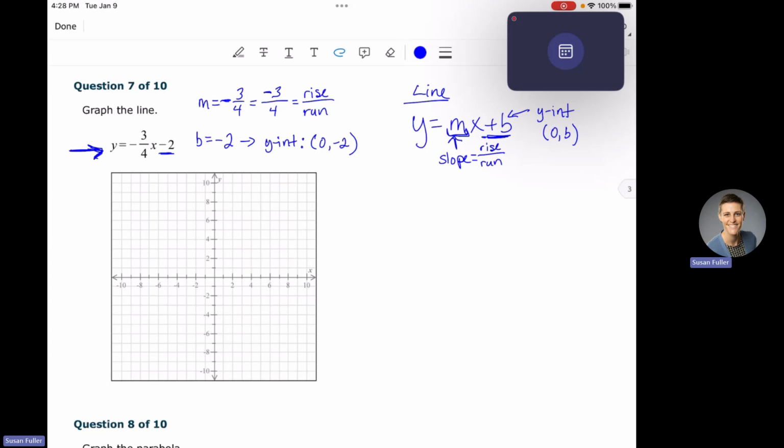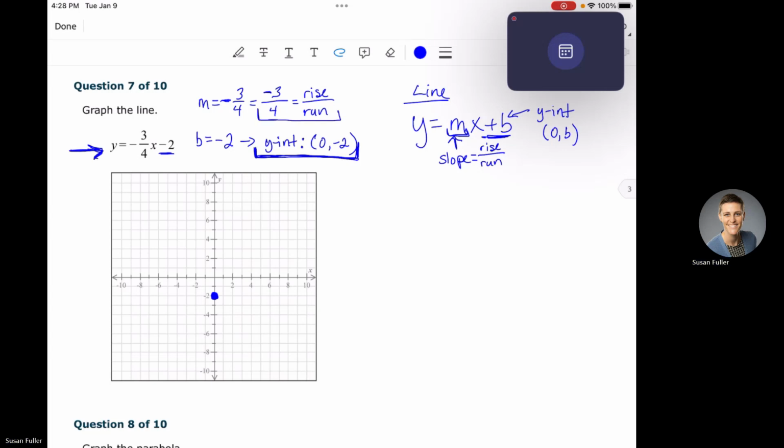Okay, so now what do we do with this information to put it on the graph? Your y-intercept is your anchor. This is where you start. So our first ordered pair, our anchor, is our y-intercept of (0, -2). (0, -2) is right here. That's where we cross the y-axis. That's our first point.